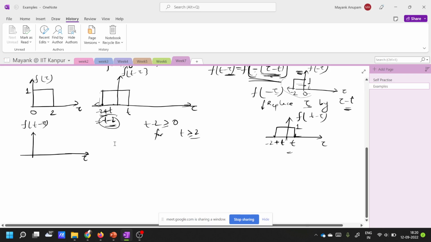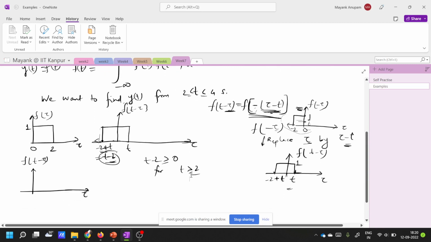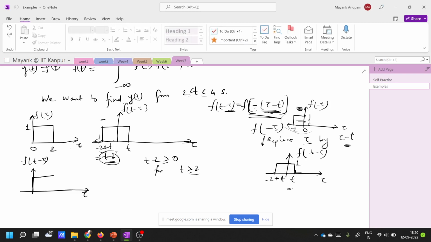Now we are interested in our t ranging from 2 to 4. So t is indeed greater than 2, right? So this particular point here, the one that I am hovering over, t minus 2, this will be always positive, isn't it? So the graph should look like this for t equal to 2 to 4 seconds. This particular thing, f of t minus tau, should look something of this kind.